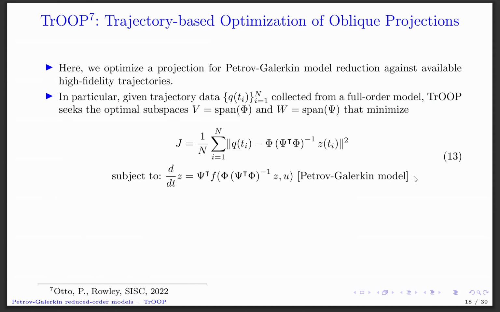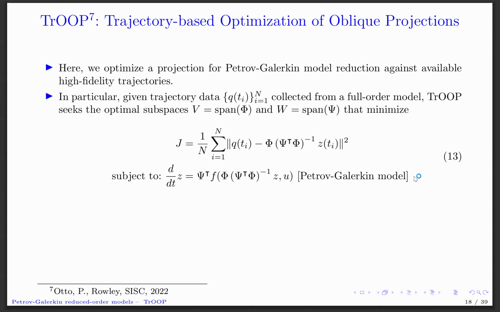We collect high fidelity data using our CFD solver, and we collect these trajectories. Then here's the cost function, basically. We're trying to minimize the mean square error between the ground truth trajectories and the prediction given by our reduced order model, subject to the constraint that our reduced order model is a Petrov-Galerkin model of this form. So clearly, what we have to find are the optimal phi and psi that minimize this constrained optimization problem.